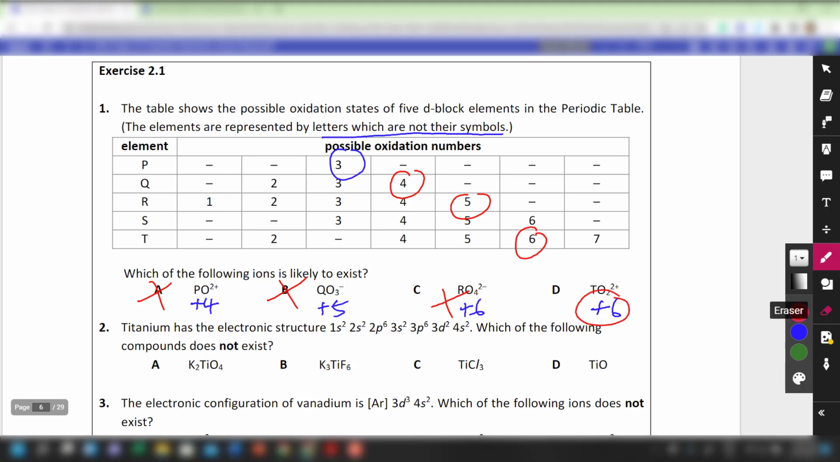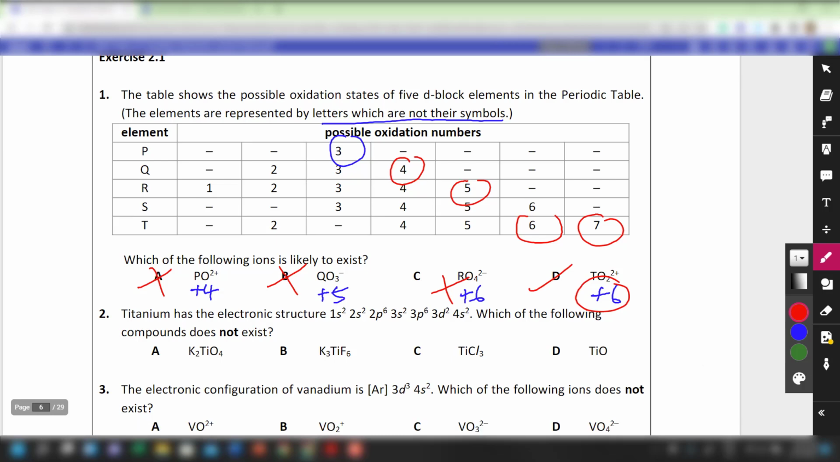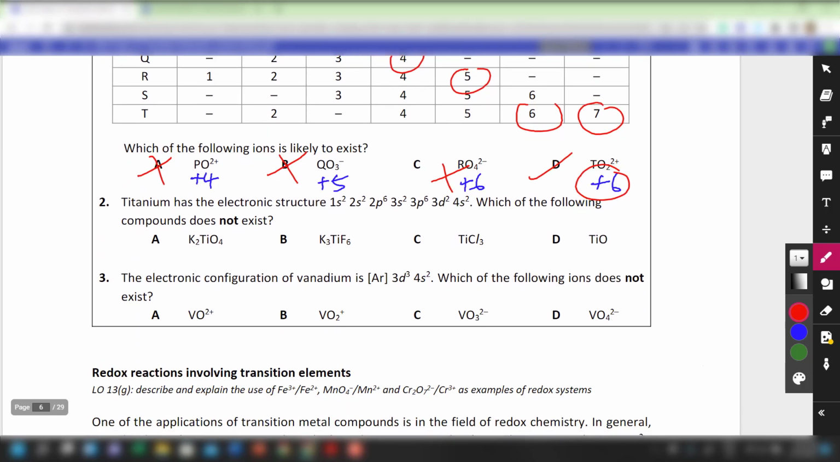Sorry, maximum oxidation state of T is plus 7, not plus 6, plus 7. Oh, and plus 6 is possible. So over here, option D, we have T taking on a plus 6 oxidation state. So therefore T is likely to exist. Okay, so not an issue. Titanium has the electronic structure 1s2, 2s2, and so on, then 3d2, 4s2 as the valence shell.